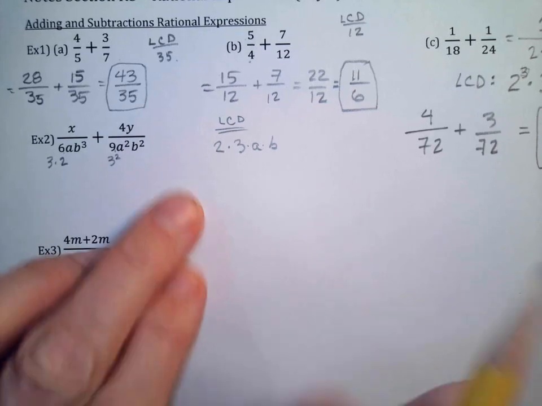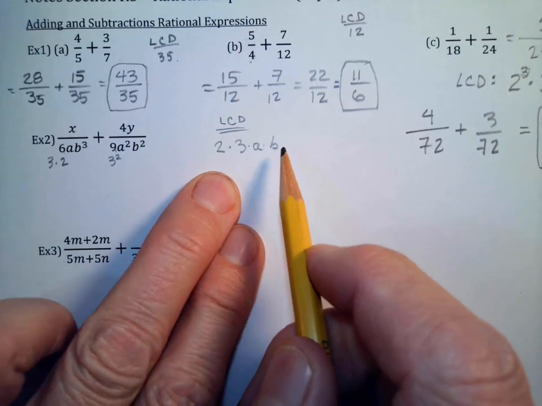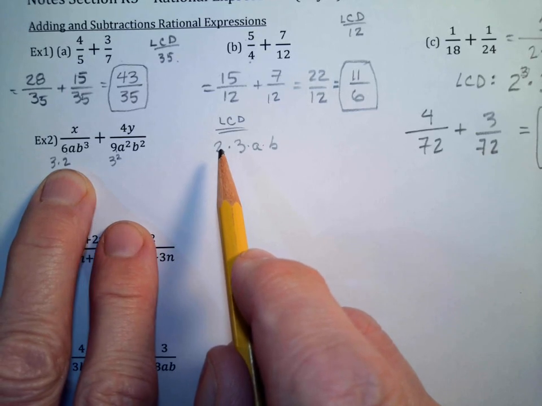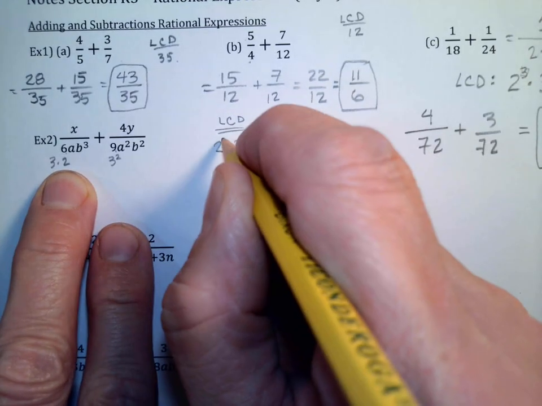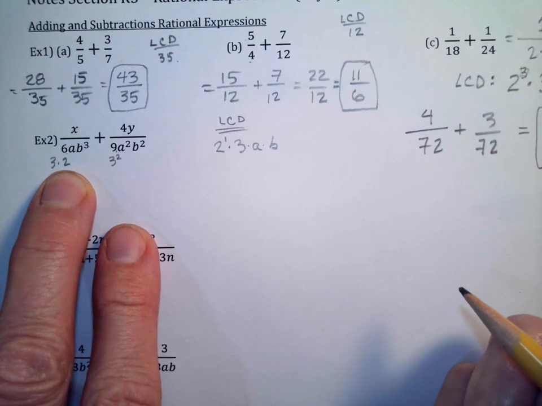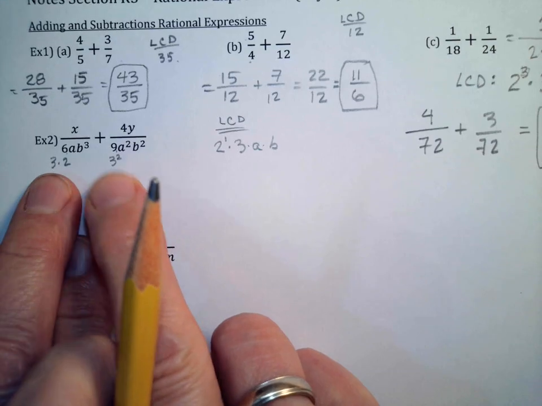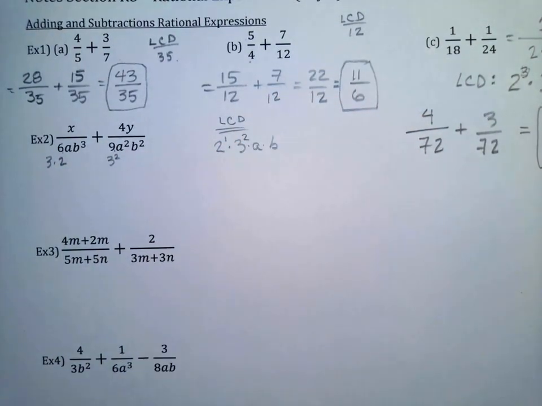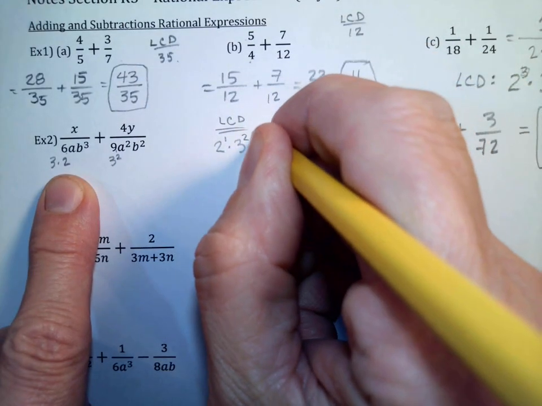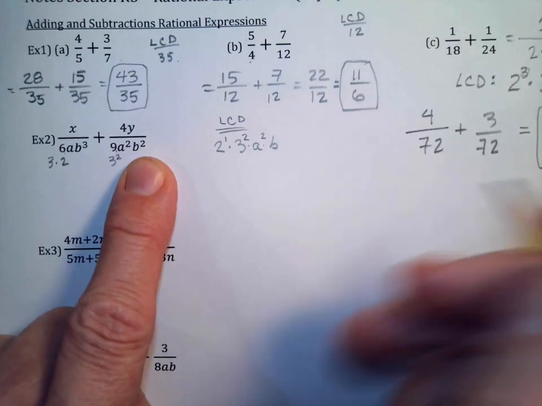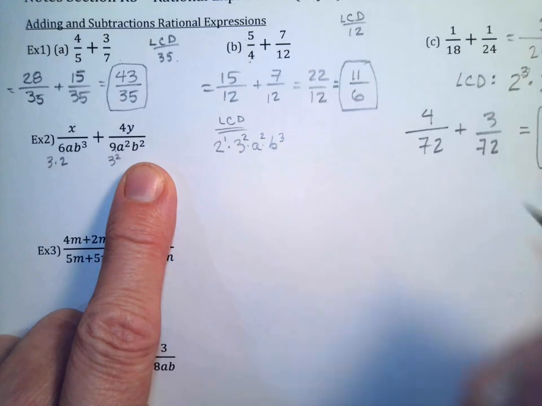Now, do I need any powers other than 1 on those? So look at 2. 2 exists in one of the denominators, and it only has a power of 1, so that's going to be left with a power of 1. Now, I normally wouldn't bother putting the 1 in there, but I'm just emphasizing that. All right, 3. 3 has a power of 1 here and a power of 2 here, so that's going to be a power of 2. Okay? A has a power of 1 here and a power of 2 here. It's the highest one, so 2. And then B has a power of 3 and a power of 2, so that's going to be a power of 3.